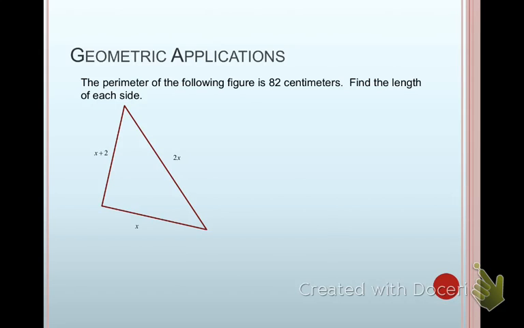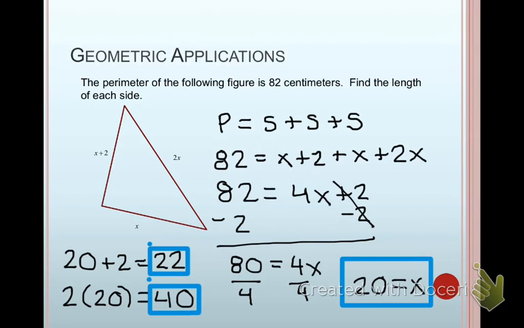Alright, here's the next one. We have a perimeter of a triangle, which is 82 centimeters, and you need to find the length of each side. This one is also very similar to one that we did earlier. So again, if you need to go back into the notes and reference how it was done, pause this and see what you come up with. 20, 22, and 40 are the magic numbers for this triangle.